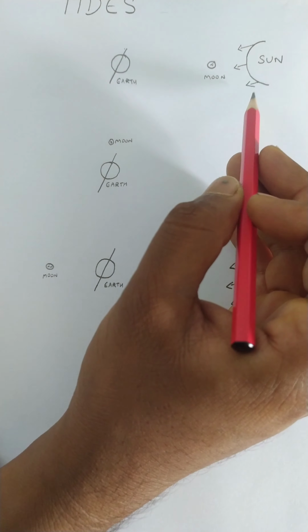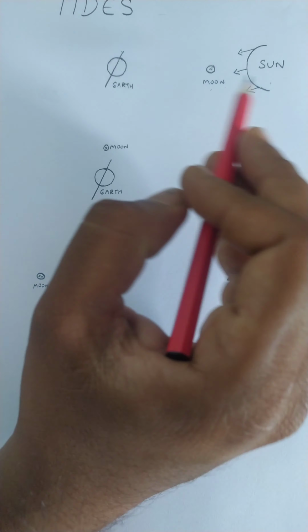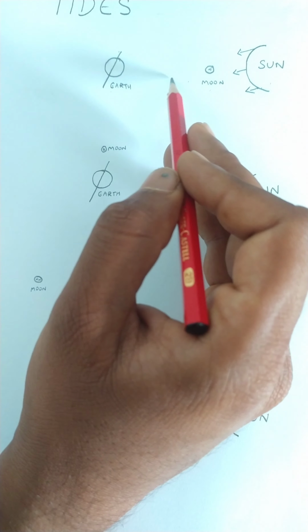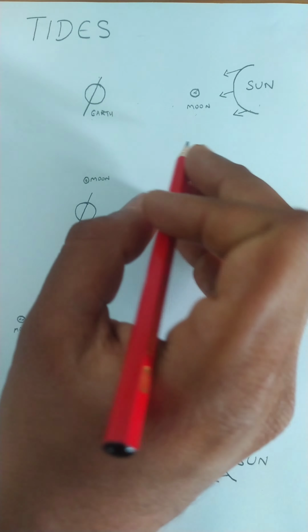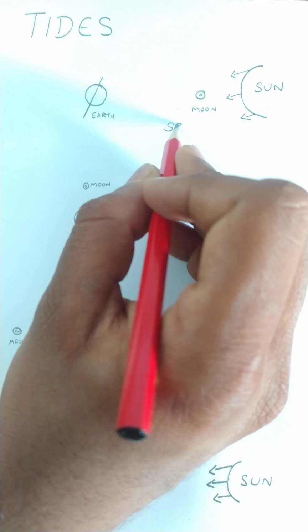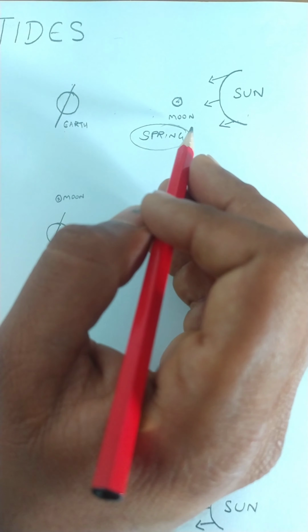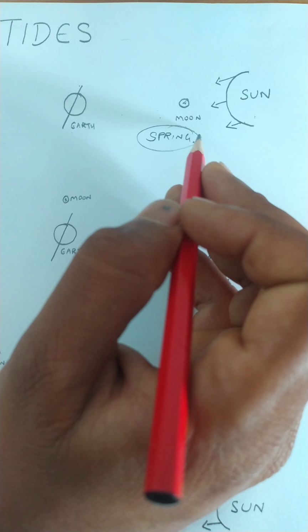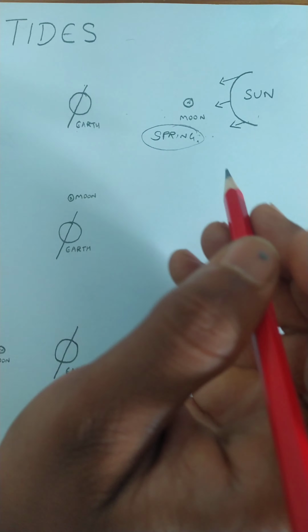Suppose both the sun and the moon are in the same position and the earth is here, their gravitational pull is high. They are combining the pull, so this is a spring tide. And in this spring tide, the high water will be higher than the other spring tide.